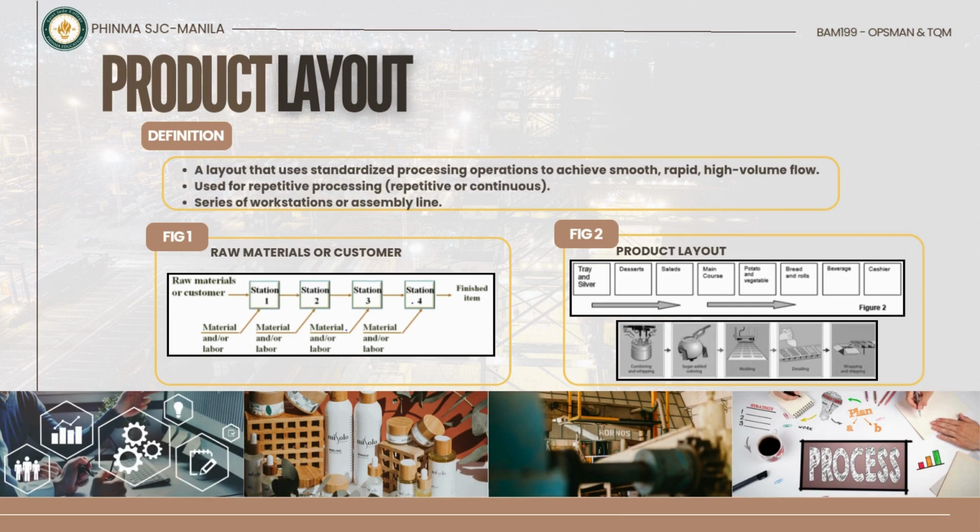So we'll talk about the first classification of layout. That's the product layout. In general terms, it is a layout that uses standardized processing operations to achieve smooth, rapid, high volume flow. This is often used for repetitive or continuous processes wherein a high volume of standardized goods is produced efficiently by people, equipment, or departments arranged in a series of workstations, a production or assembly line as in a manufacturing environment.